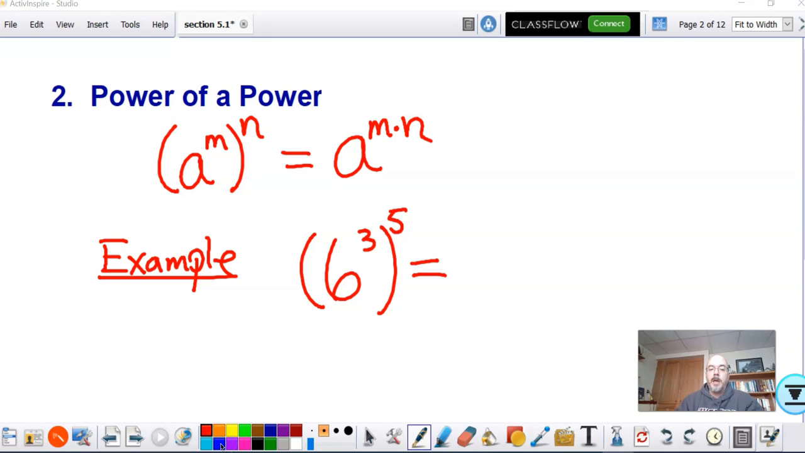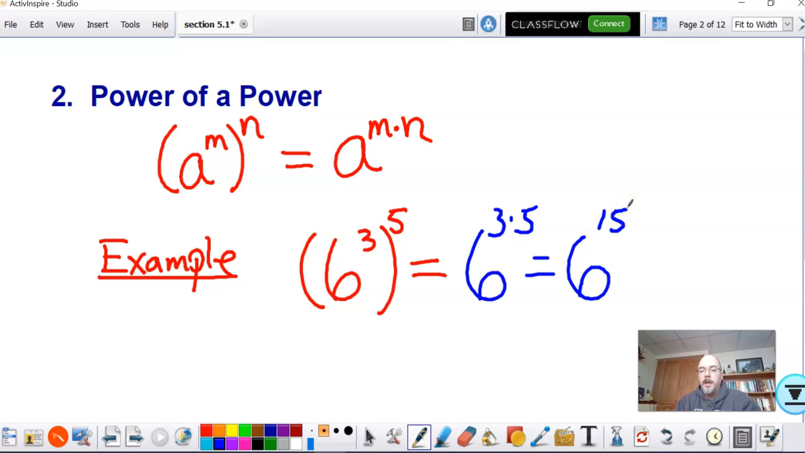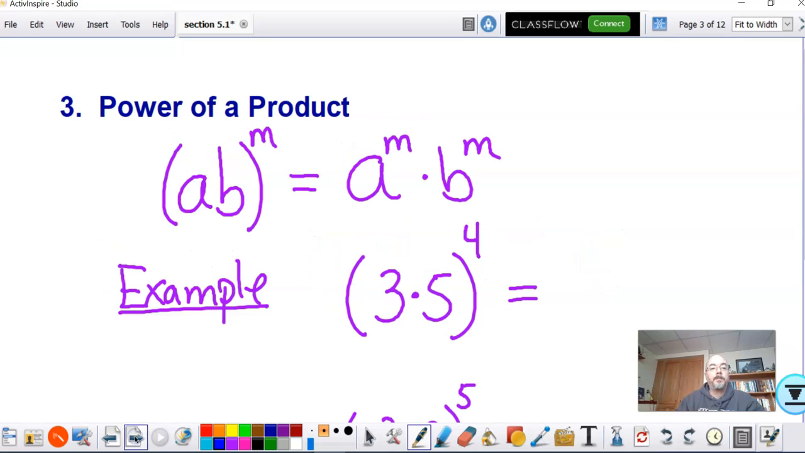So we are going to go ahead and take our base 6, again, that's our base, and it's going to go 3 times 5. So the answer to this one is 6 to the 15th power. Okay, and we're going to leave the exponents there. We don't need to type that into the calculator because that would be a huge number in this case. All right, so that's the power of a power. All right, let's go to the next one.